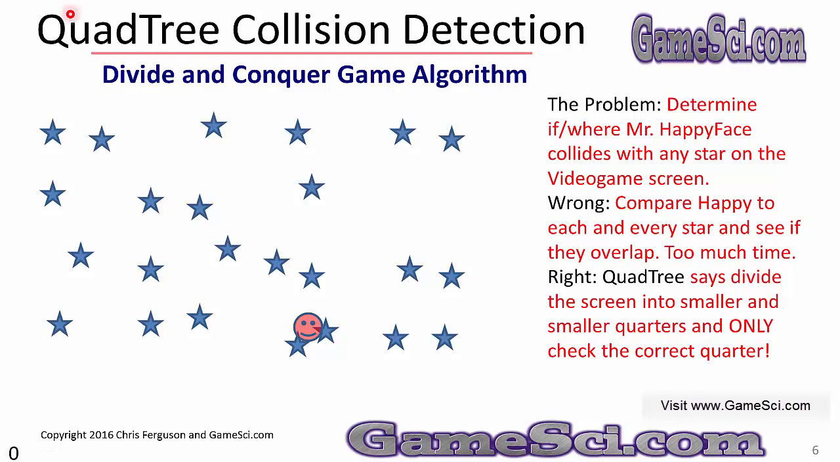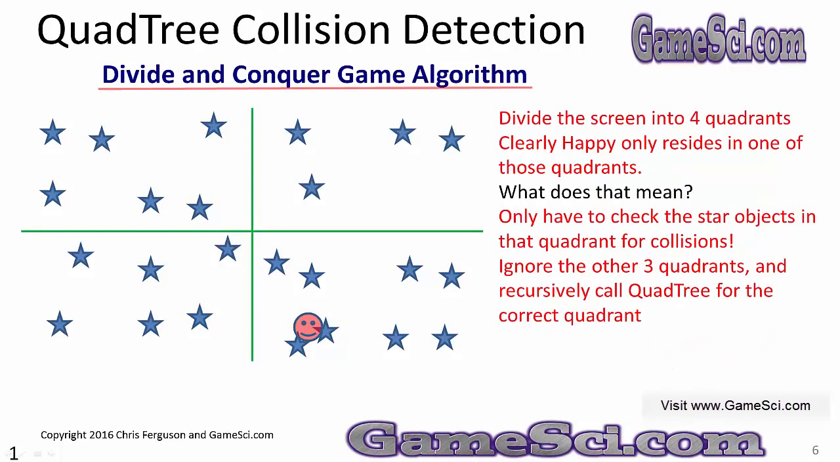So the right way to figure out collisions, who Mr. Happy Face collides with, is to use Quadtree. Quadtree says divide the screen into smaller and smaller quarters and only check the correct quarter. So let's see what we mean by that. Boom, I've overlaid these green lines on the screen to divide my screen into quarters. I've divided the screen into 4 quadrants. Clearly Happy only resides in one of those quadrants. What does that mean? It means I only have to check the star objects in that quadrant for collisions.